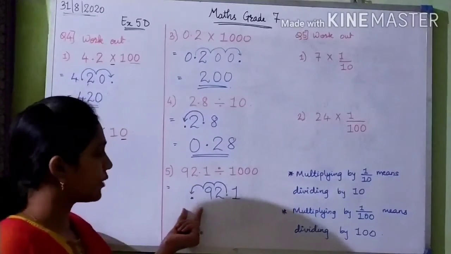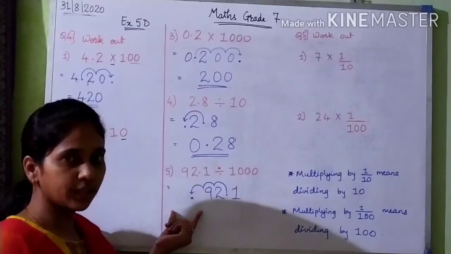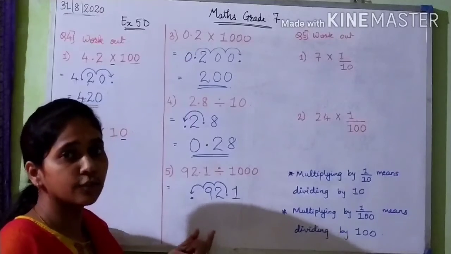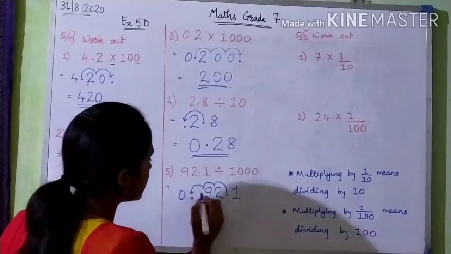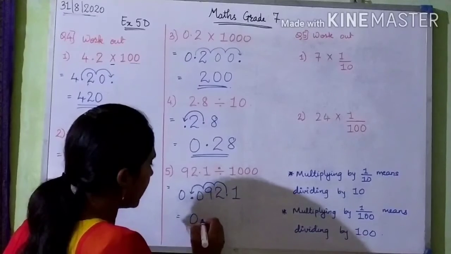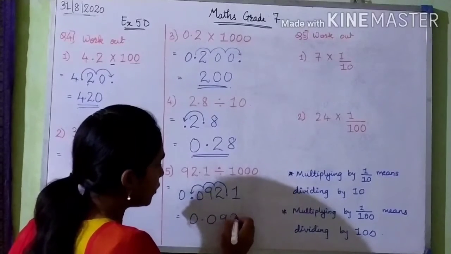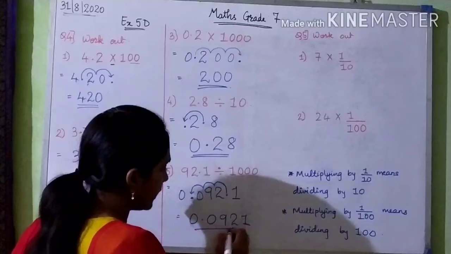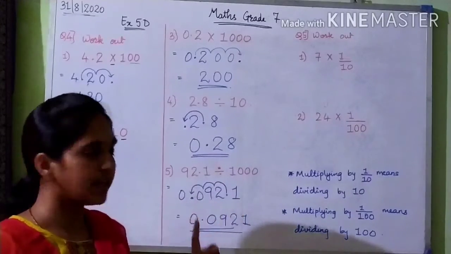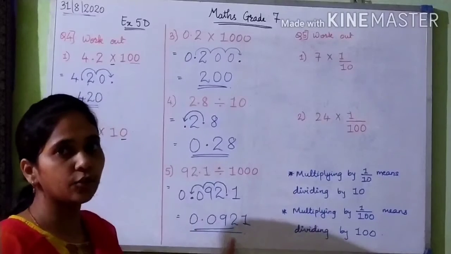Now there are no numbers besides the decimal point, so I put a 0 and 0. So this number becomes 0.0921. This number is not read as 0.921. It is read as 0.0921.